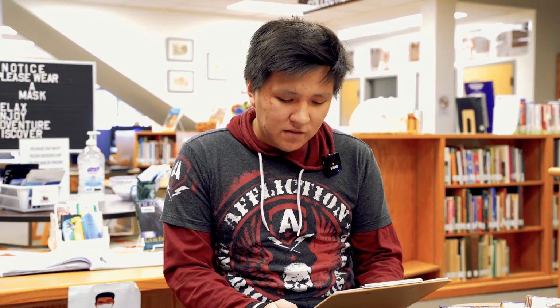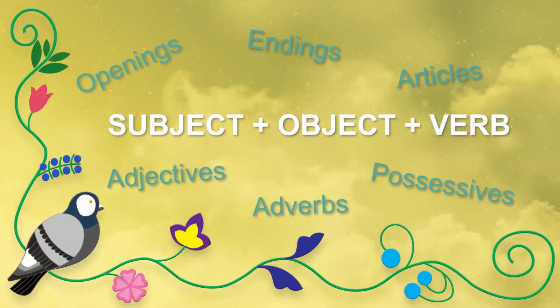The word order discussed in this video is a basis for the grammar topics in the rest of the videos in this series. However, we cannot include all HoChunk word order situations in this relatively short video. So let's begin. We'll start with the basic framework of the HoChunk sentence, which is subject-object-verb, or SOV. Of course, this framework has other types of words attached to it, like openings, endings, articles, adjectives, adverbs, and possessives, and the like. We'll discuss a few of these as well.